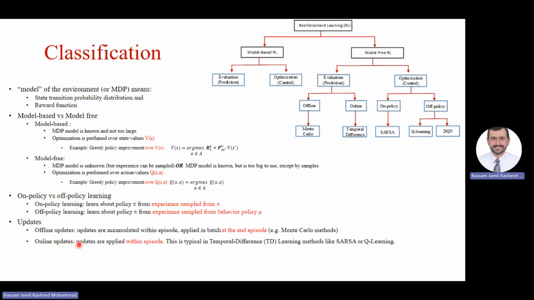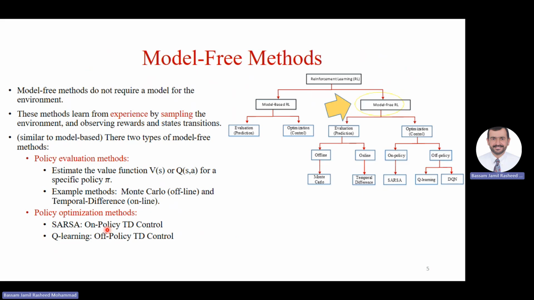While the online updates are applied within the episode. So every time I take a step in the episode, I go to the state value and I update it. So this is typical in temporal difference (TD) learning, which uses the online updates, while Monte Carlo methods use the offline updates. Okay, all right. So model-free methods do not require a model for the environment.